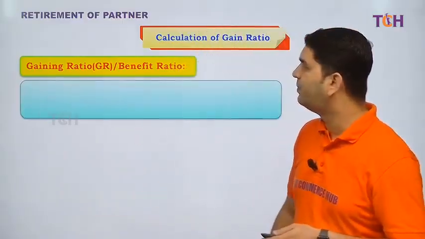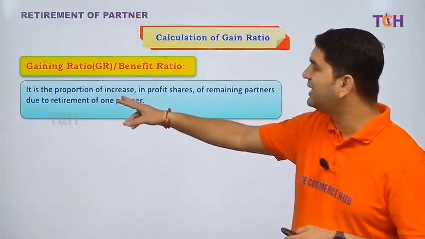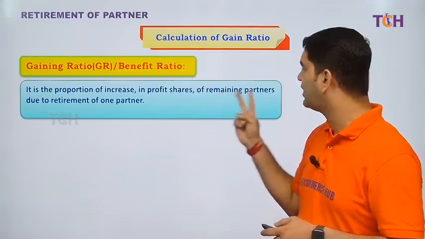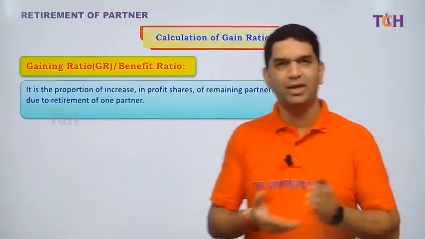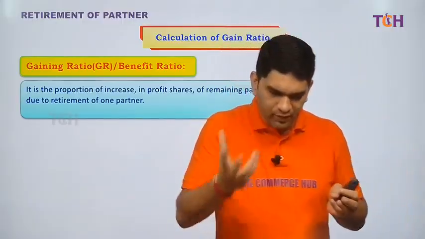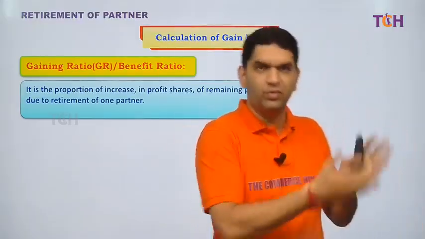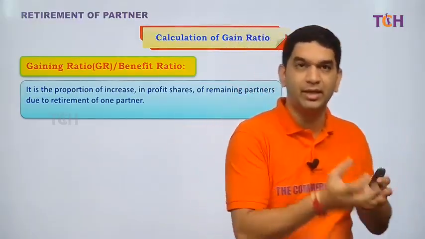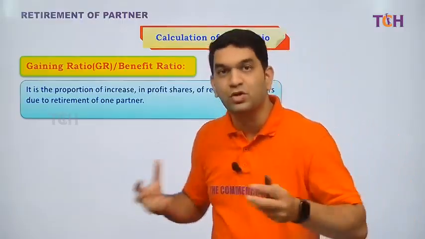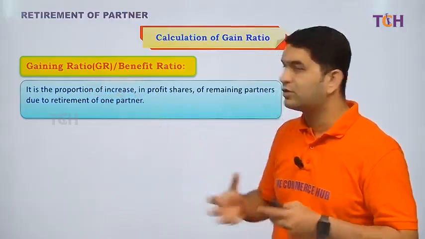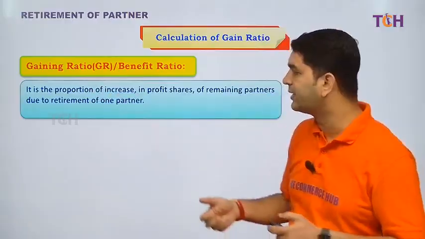So gaining ratio, or it is also called benefit ratio. It is the proportion of increase in profit share of remaining partners due to retirement of one partner. Obviously, one partner is going to retire, so whatever was the profit, the remaining partners are going to get more share, because one of the partners is retiring. So his share also the remaining partners are going to get. That ratio will be called what? Gaining ratio. How they are gaining that remaining share.